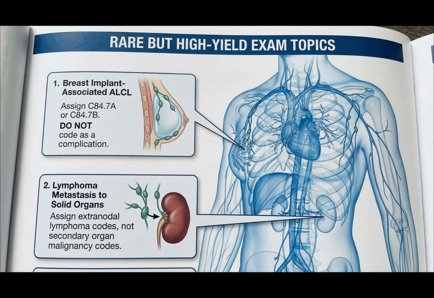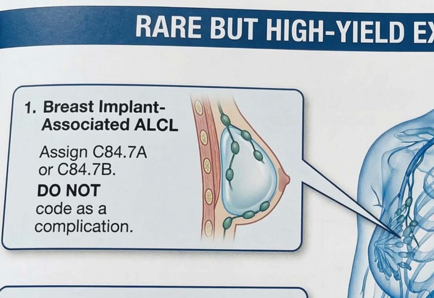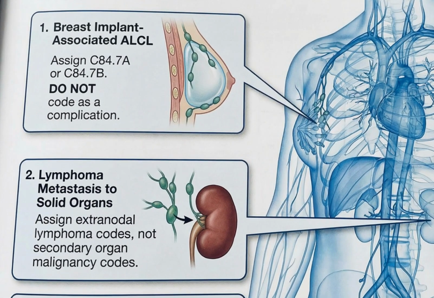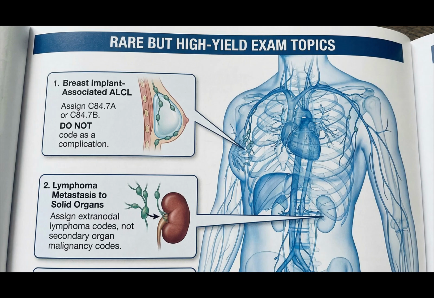Let's close with a couple of rare but high-yield exam topics you should always remember. For breast implant-associated anaplastic large cell lymphoma, assign C84.7A or C84.7B depending on remission status, and do not code this condition as a complication of the implant. And when lymphoma spreads to solid organs, you do not assign secondary organ malignancy codes. Instead, use the appropriate extranodal lymphoma code. These rules appear rarely, but when they do, they matter.